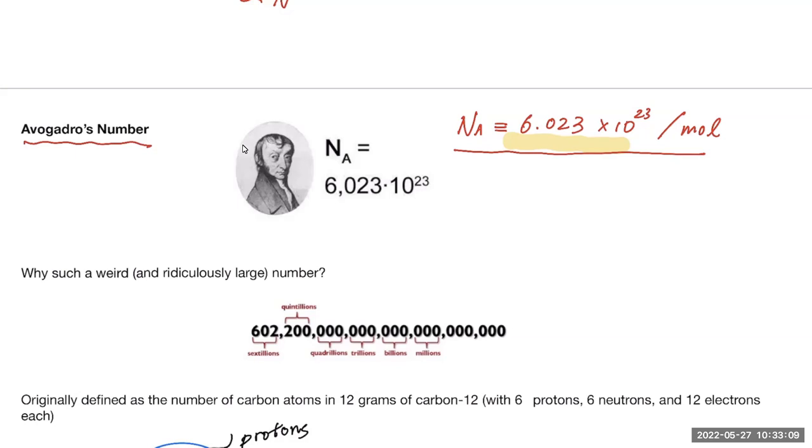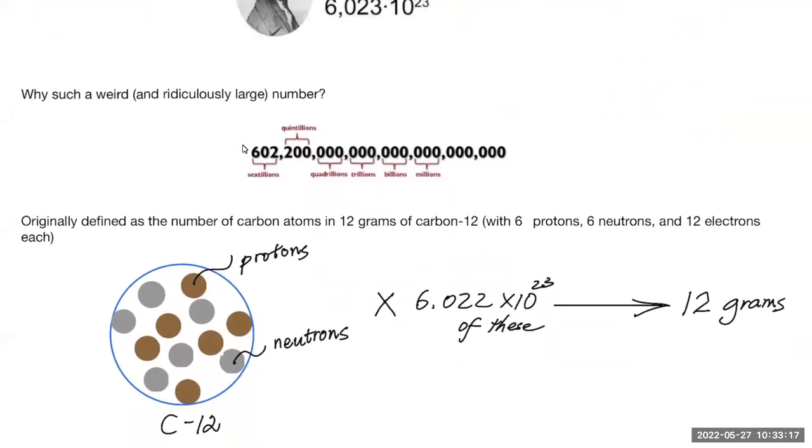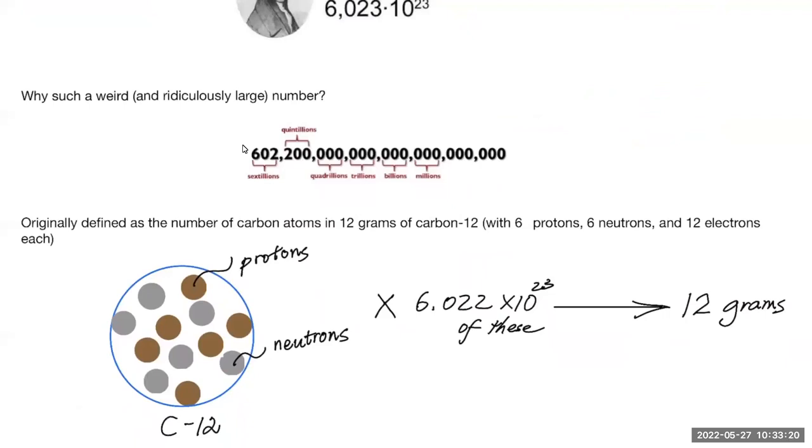So why do you take carbon-12 and count 12 grams, not 10 grams, not 1 gram? Well, here's the reason. Look at a simplified picture of a carbon-12 nucleus. The reason we call it carbon-12 is because this particular type of carbon has 12 electrons.